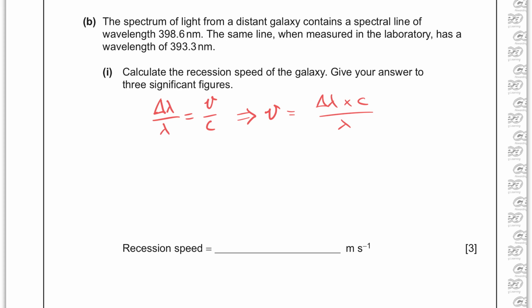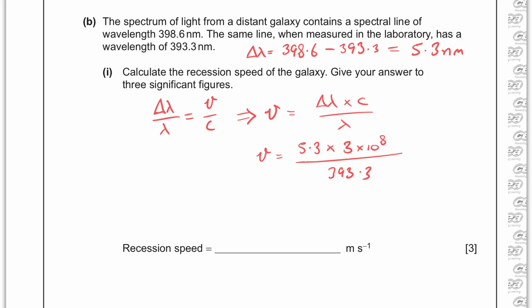So now we just substitute into that. So just quickly calculate delta lambda up here, 398.6 minus 393.3. That's going to give us a value of 5.3 nanometers. And now we can sub this into our equation. Okay, so we've got 5.3 times the speed of light over 393.3.